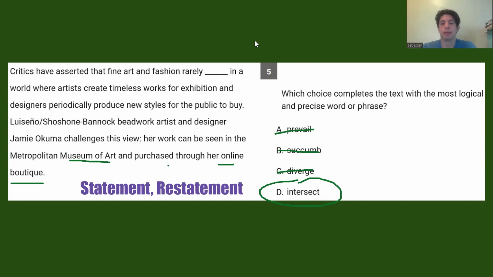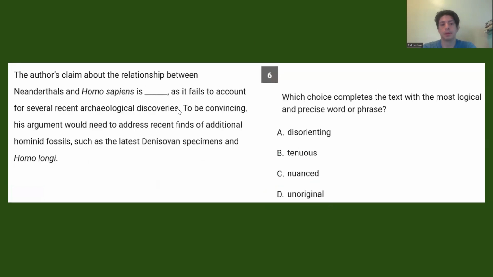Okay. And now we'll go to 6. The author's claim about the relationship between Neanderthals and Homo sapiens is blank, as it fails to account for several recent archaeological discoveries. To be convincing, his argument would need to address recent finds of additional hominid fossils, such as the latest Denisovan specimens and Homo longi. And our answer choices are A, disorienting, B, tenuous, C, nuanced, and D, unoriginal. Okay. And then, we're going to focus on transitions, any restatement and adjectives. We're also going to focus on positivity and negativity here.